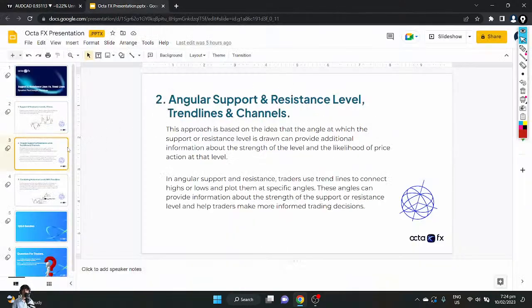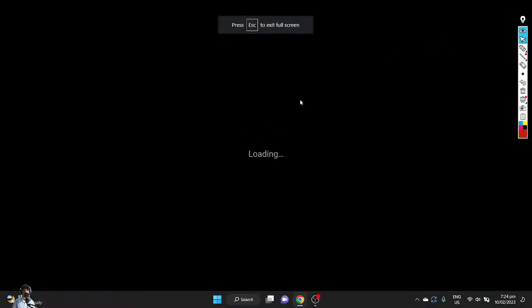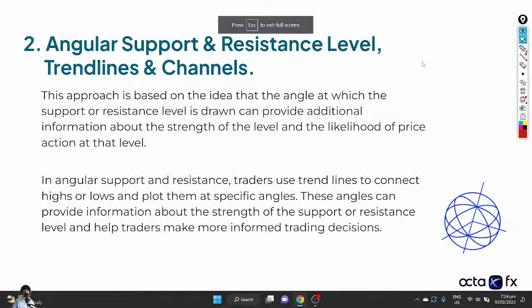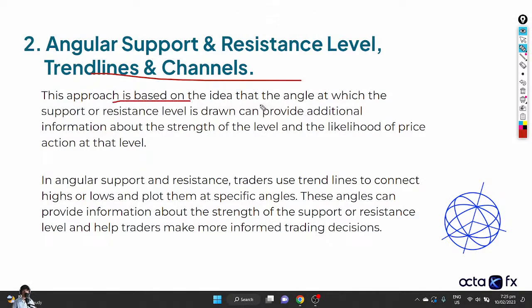So now that we know it, the question is how to use angular support and resistance levels as well as trend lines and channels. This approach is based on the idea that the angle at which the support or resistance level is drawn can provide additional information about the strength of the level and the likelihood of price action at that level. So angles are very important because, for example, we have an almost perfect market structure like this.